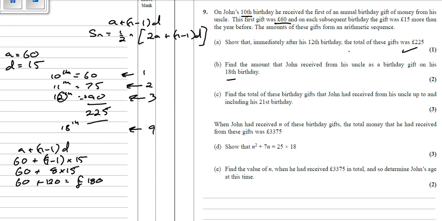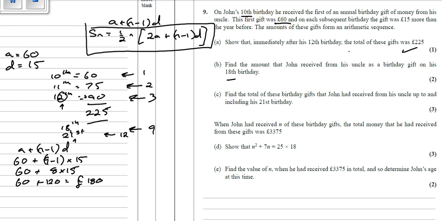Find the total of these birthday gifts that John had received from his uncle up to and including his 21st birthday. So again, the 21st is going to be the 12th, because this number here is always one less than the term, so it's going to be the 12th term. So then we've got to use this thing here.